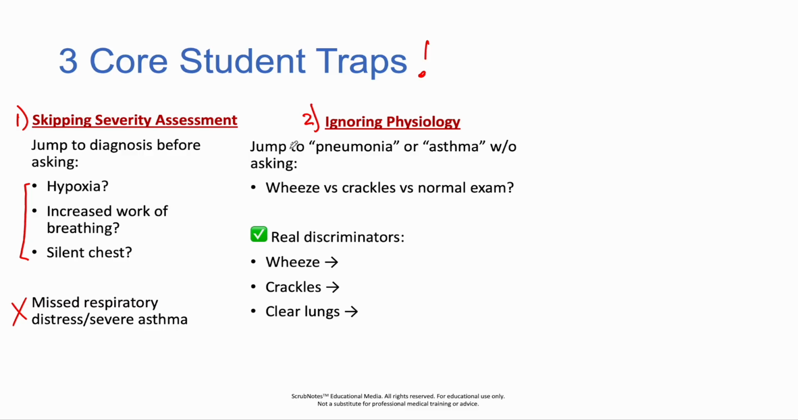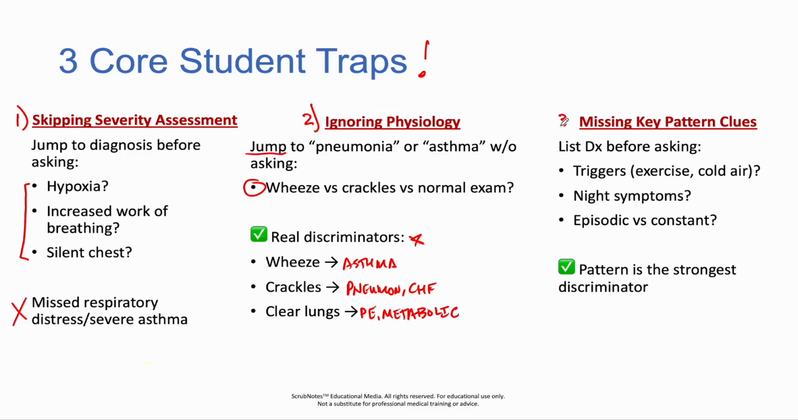Number 2 is ignoring physiology. So don't jump to pneumonia or asthma without asking if there's wheeze, crackles, or a normal exam. Your real discriminators here are wheezing, crackles, and clear lung sounds. Number 3, missing key pattern clues. So listing the diagnoses before asking about triggers, if there's any nighttime symptoms, whether it's episodic versus constant. Because remember, pattern is the strongest discriminator for shortness of breath.